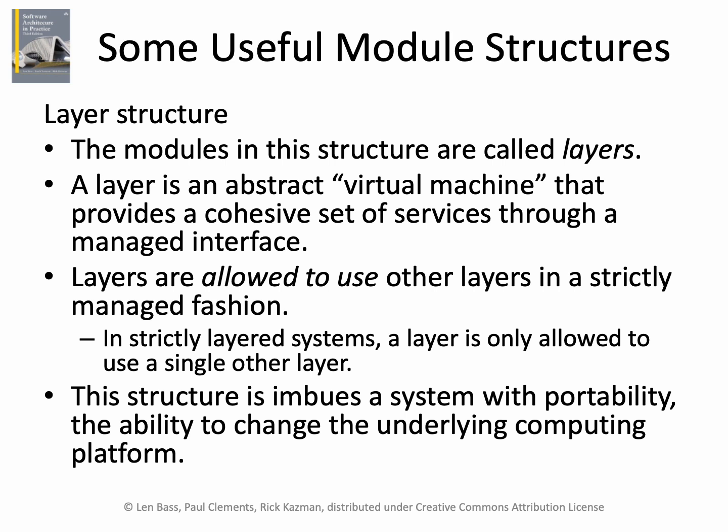Layer structure. The modules in this structure are called layers. A layer is an abstract virtual machine that provides a cohesive set of services through a managed interface. Layers are allowed to use other layers in a strictly managed fashion. In a strictly layered system, a layer is only allowed to use a single other layer. This structure imbues a system with portability, the ability to change the underlying computing platform. Let's look into this with an example.